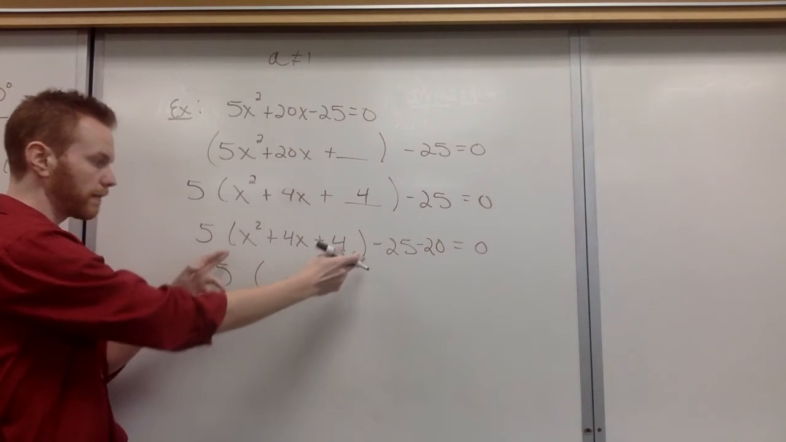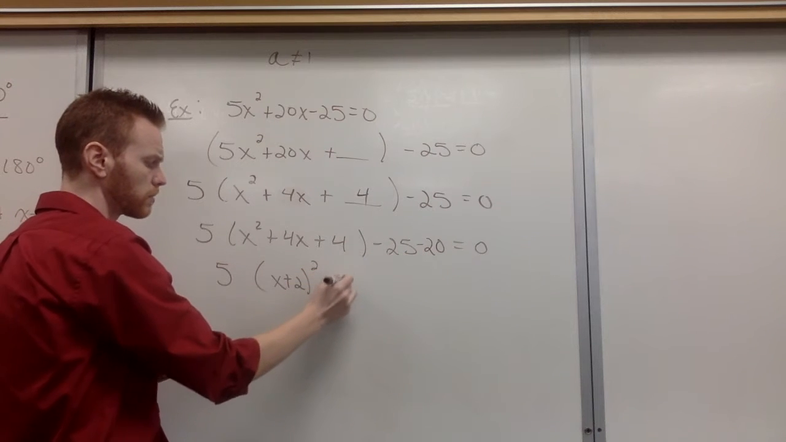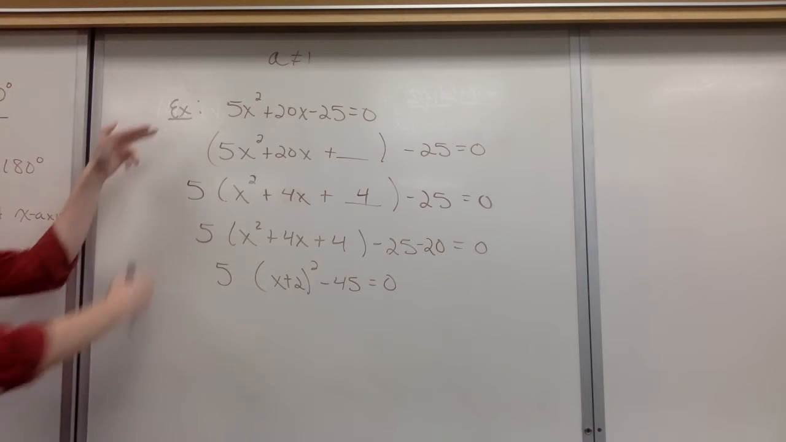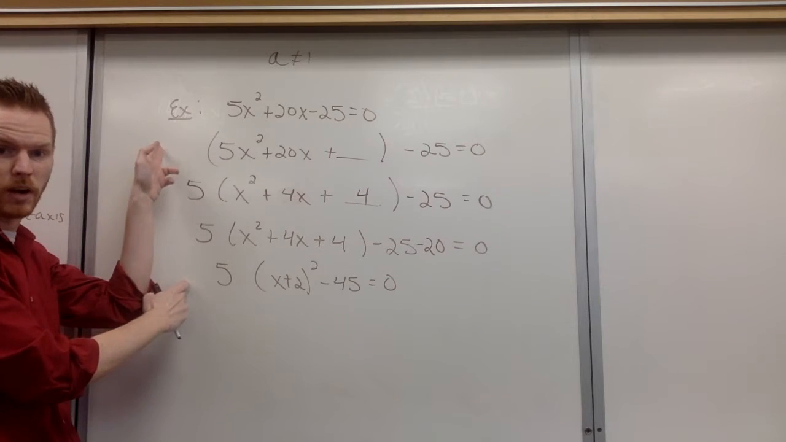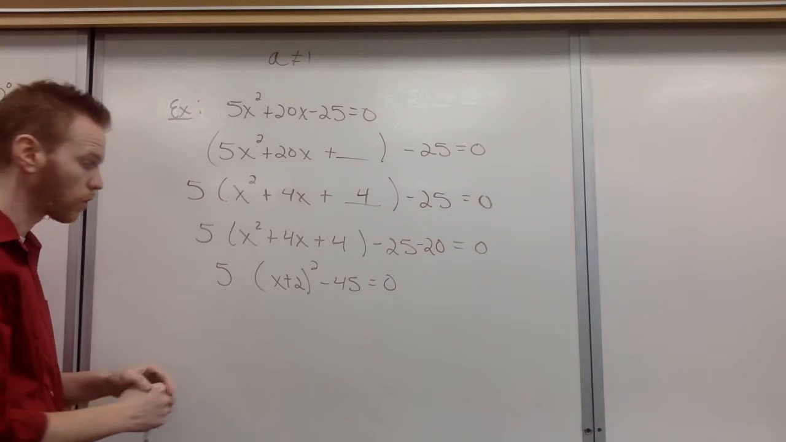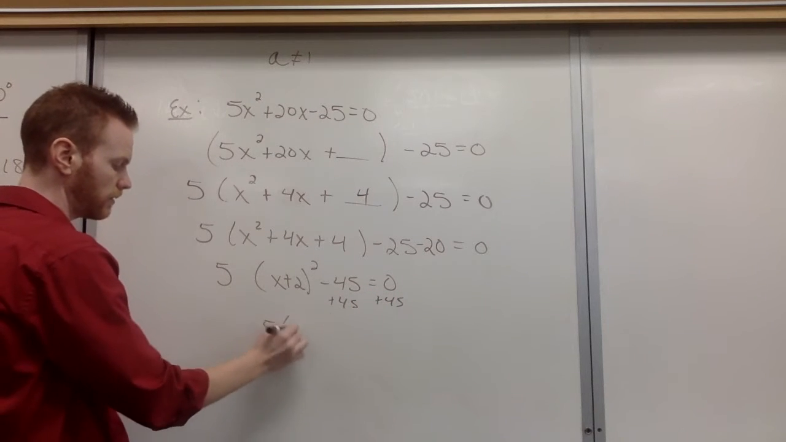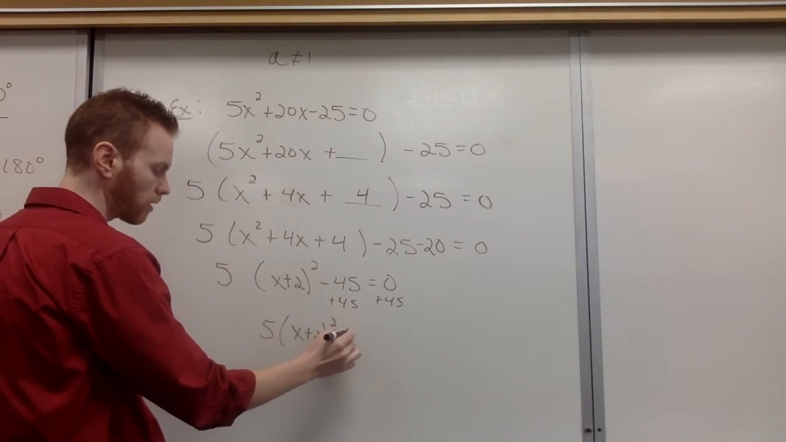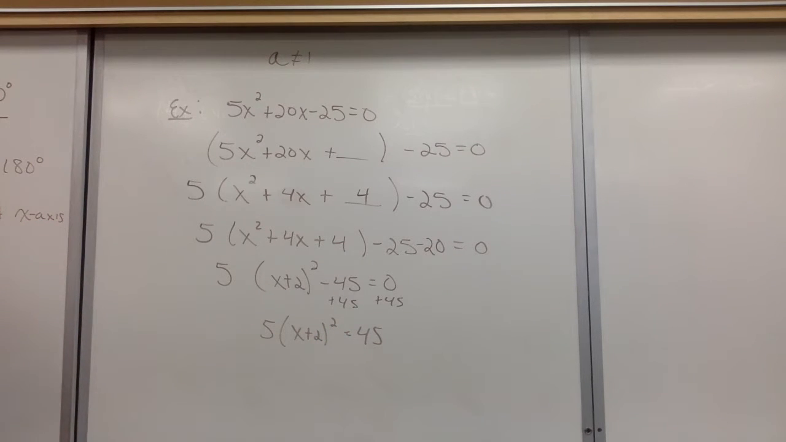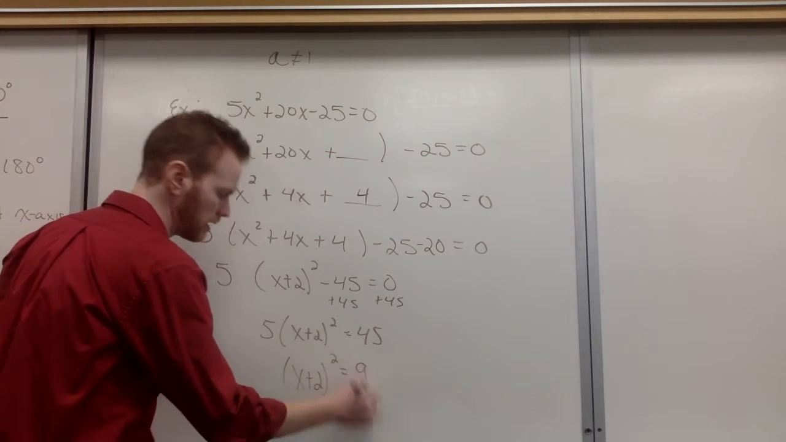Okay, so now we're going to factor this. It's just x plus 2 squared. Combining the constants, we get negative 45 equals 0. Up to this point, we've pretty much been completing the square. Now we're in square root property territory, so we just solve what we did normally. I'll add 45 to the other side. So 5 times the quantity x plus 2 squared equals 45. Divide both sides by 5. x plus 2 squared equals 9.